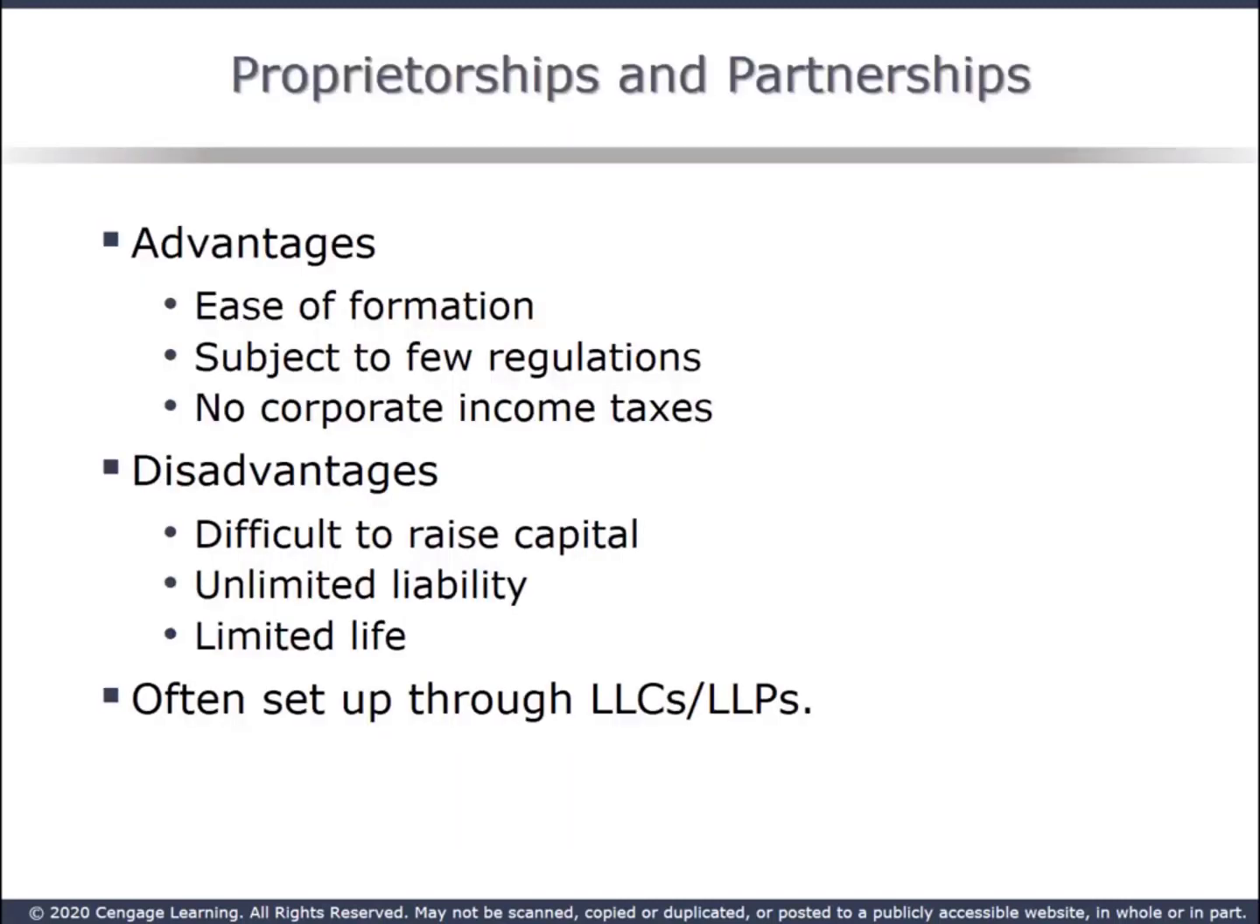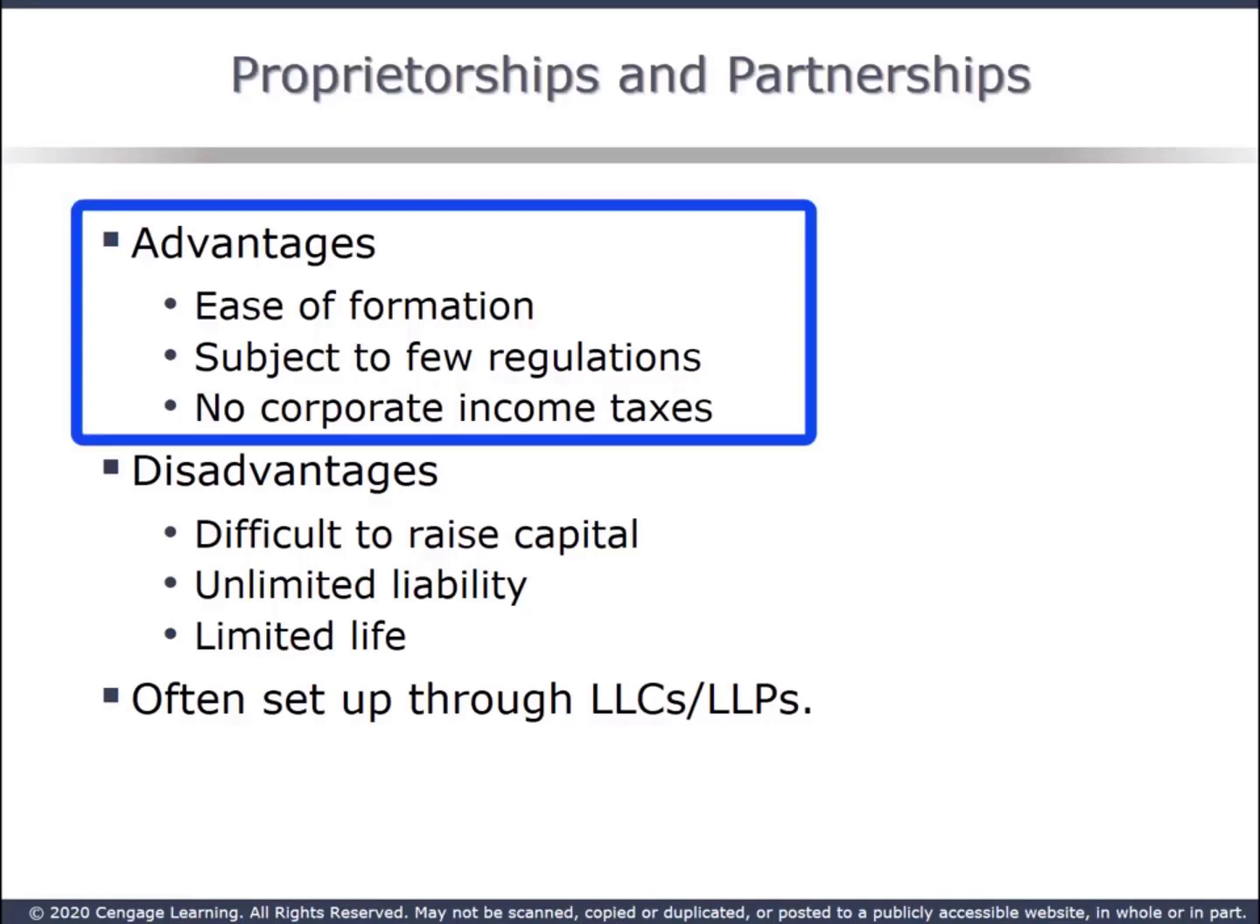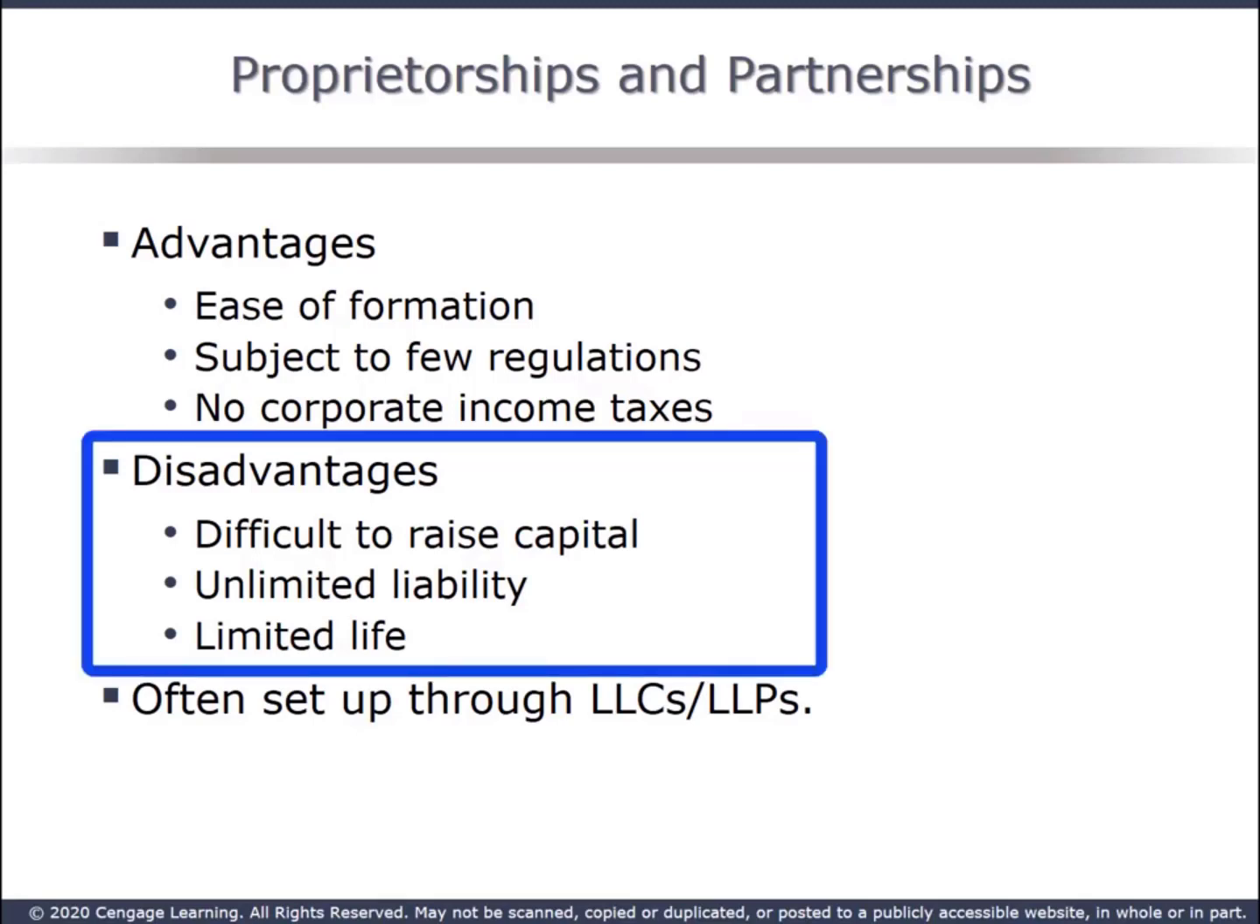Sole proprietorships and partnerships do have some advantages. They're very easy to form. You can be a sole proprietor tonight by starting to sell on eBay. A sole proprietor is subject to very few regulations, and all income flows directly to you as ordinary income. But if the business flourishes, it's difficult to raise funds to expand. A sole proprietor has unlimited personal liability. When the sole proprietor or a partner dies, the business dies with him.